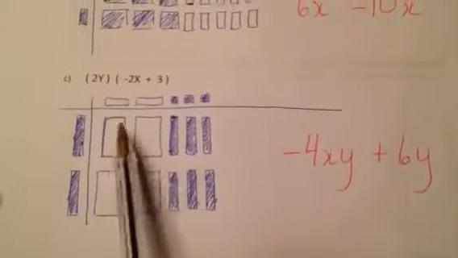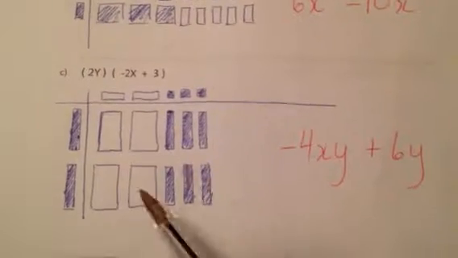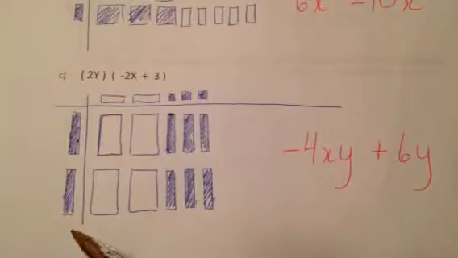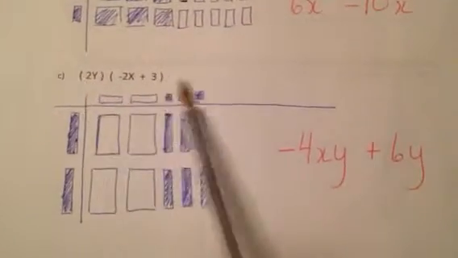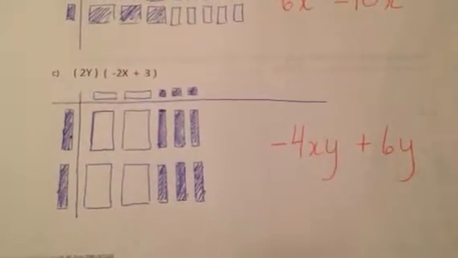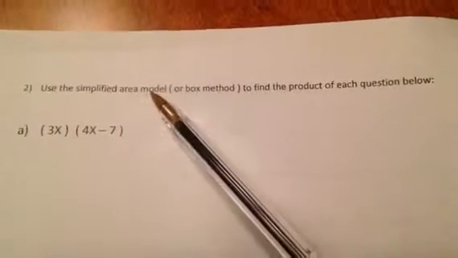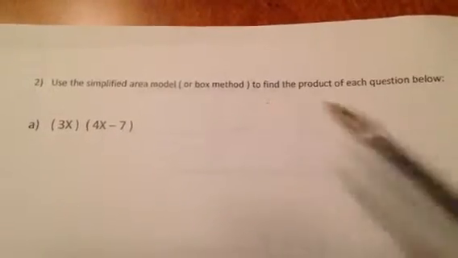Okay, eventually what we want to do is find a shortcut or a rule so that we don't have to draw these algebra tiles. So we'll just go directly from the question right to the answer, and hopefully you remember the rule, but we'll get there shortly. So I'm going to show you another simplified model. This is an area model, also called the box method. So we're going to use the simplified area model or the box method to find the answer.